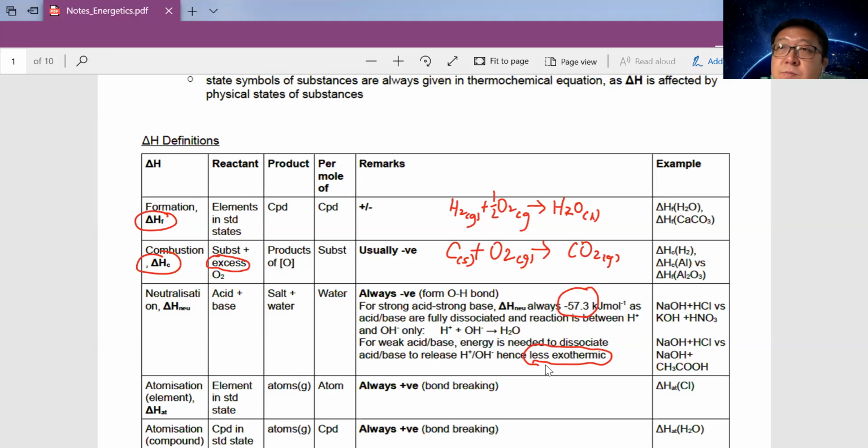Yeah, Rachel? For the strong acid or base, right? So it can be one strong acid and then one weak base, but still have... Both of them must be strong. Both of them must be strong, yes. If one of them is not strong, then you cannot get 57.3.